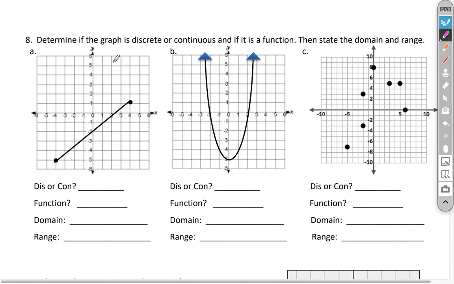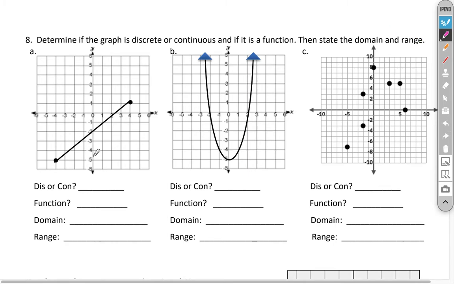All right, now it wants us to determine if the graph is discrete or continuous and if it's a function, and then state the domain and range. So we remember that a discrete graph is going to be random points. A continuous is a continuous line, right? So if it's continuous, we state the domain and range in algebraic notation. And if it is discrete, we just list all of our x and y values for each point on the graph, okay?